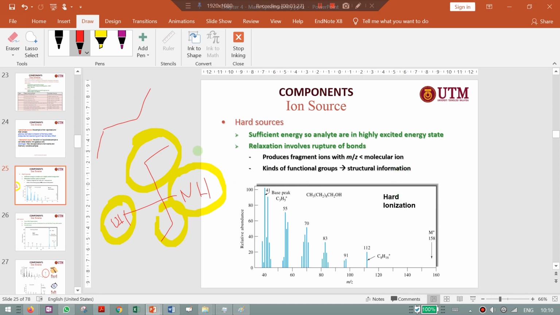That's the best thing about the hard source. But the weakness of the hard source is that you may get your molecular ion or may not. Also, one of the disadvantages of the hard source, not mentioned here, is that it's not really suitable for thermally labile compounds.